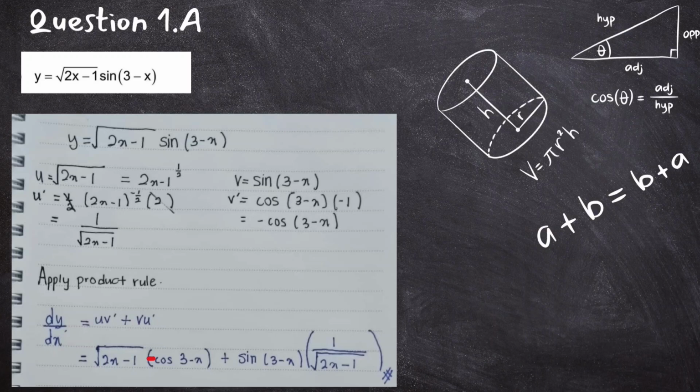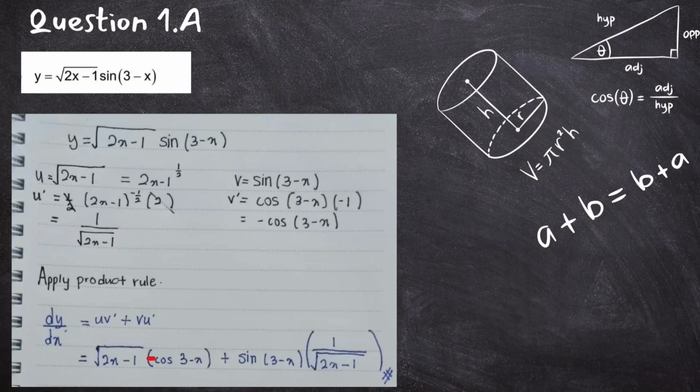The first question wants us to find dy/dx for the function y equals square root of 2x minus 1 times sine of 3 minus x. How are we going to solve it? First of all, we divide it into two terms, u and v. For u, we put square root of 2x minus 1, and for v, we put sine of 3 minus x. And then, how are we going to find u prime and v prime?